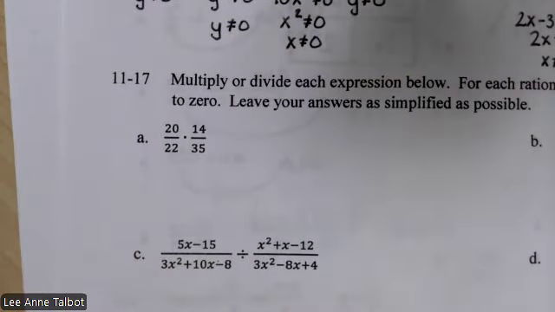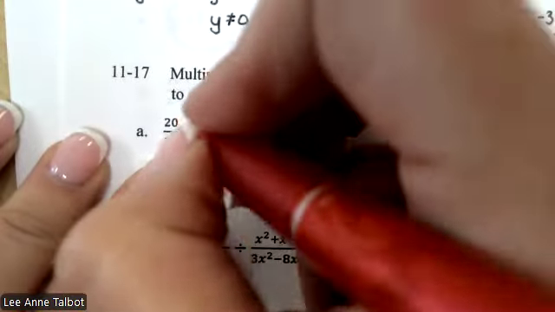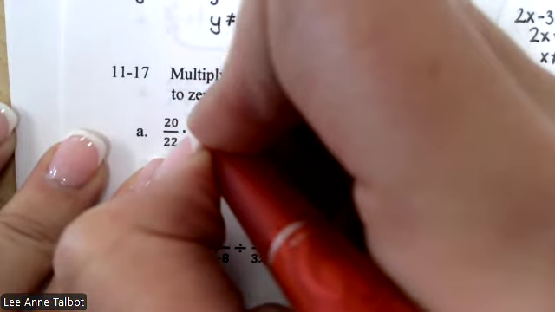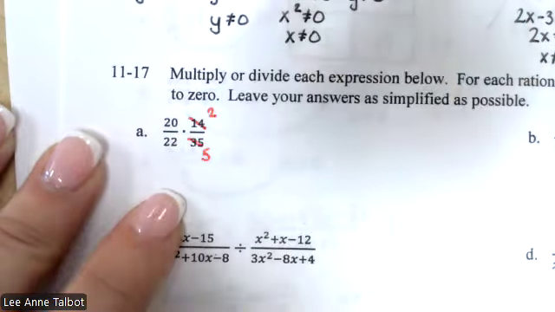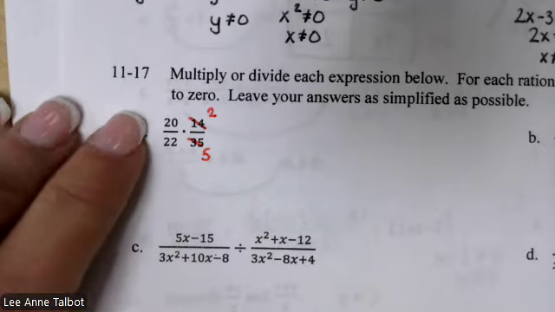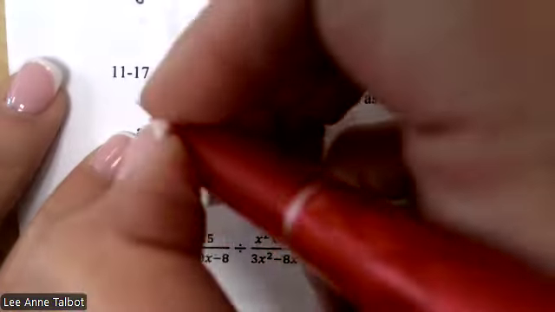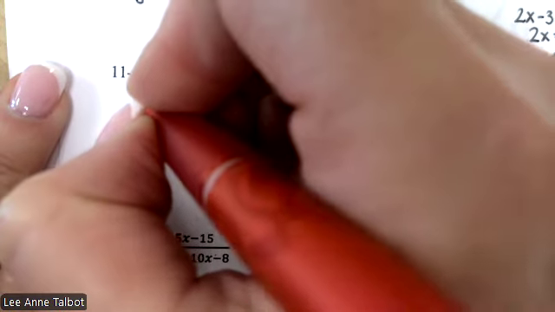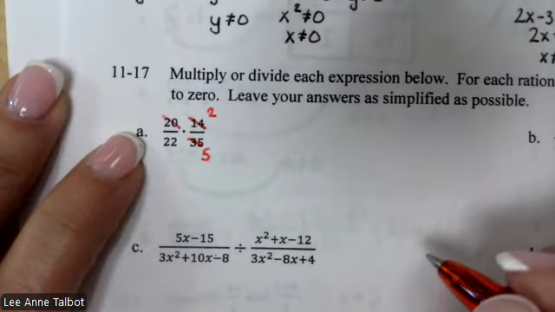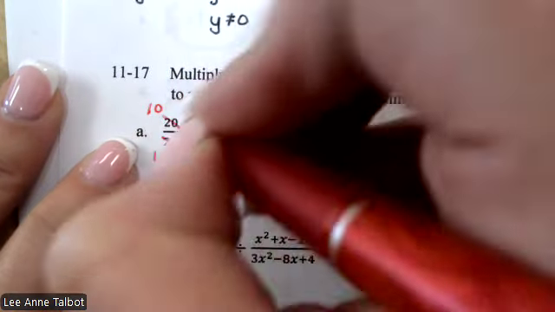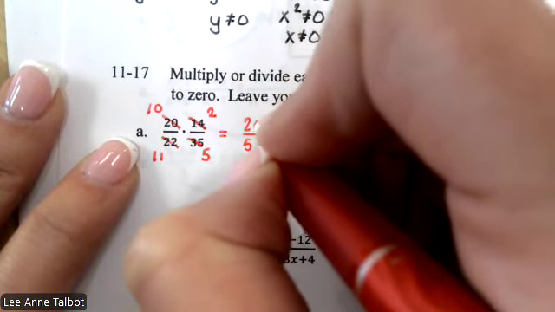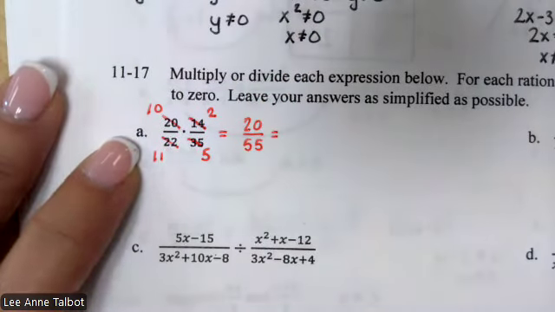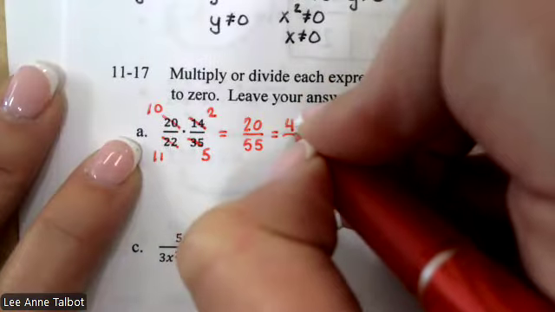What can I reduce? Okay. 14 over 35 becomes 2 and 5. Yep. And 20 over 22 becomes 10 over 11. Okay, so that's going to be 20 over 55, which is still reducible by 5. So 4/11ths.